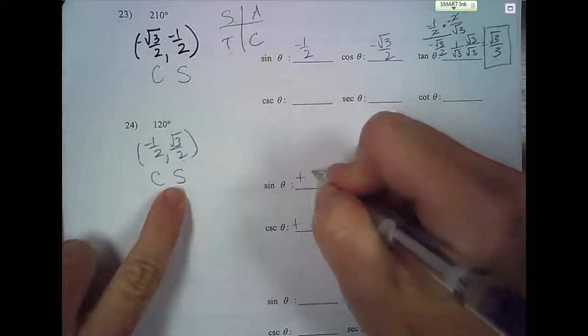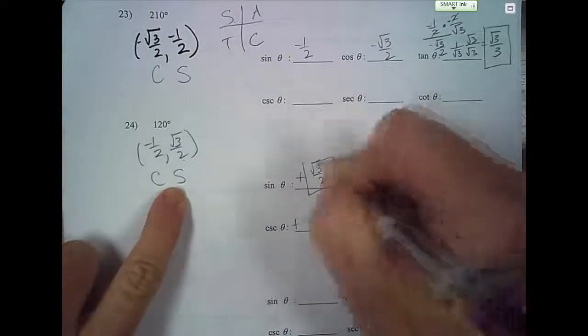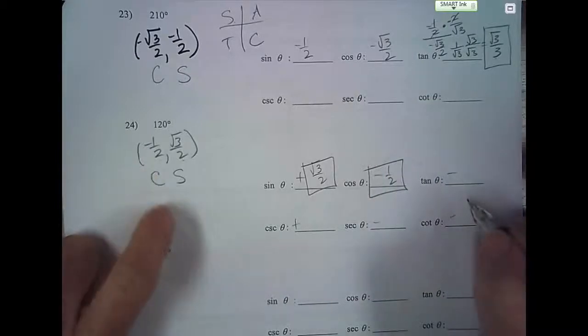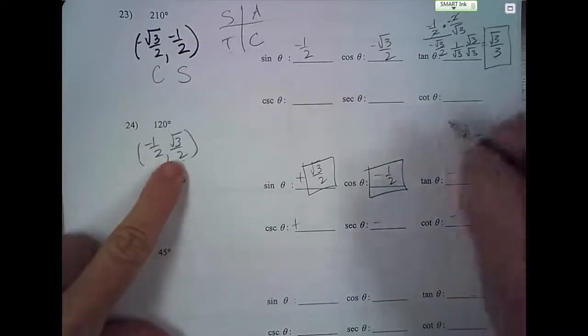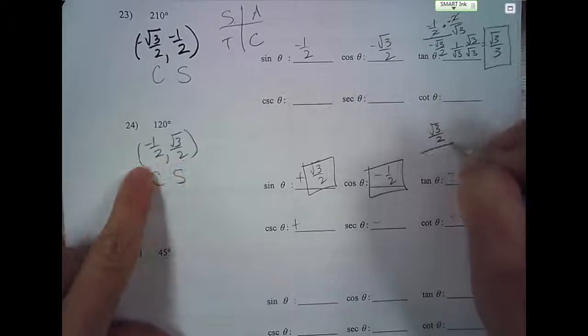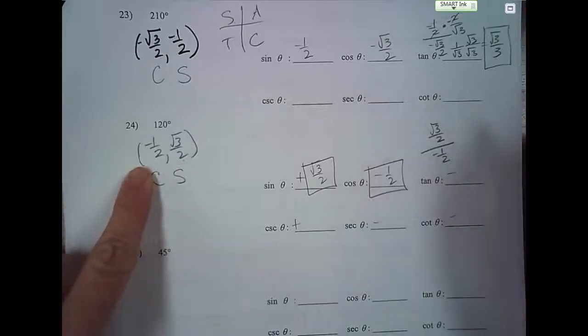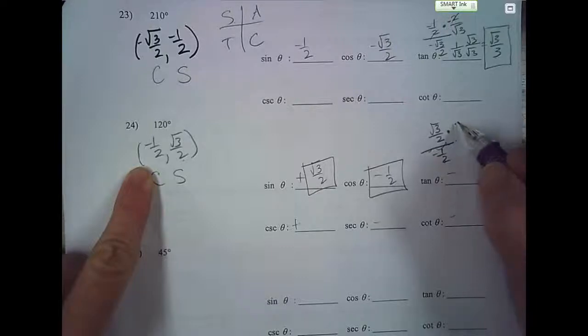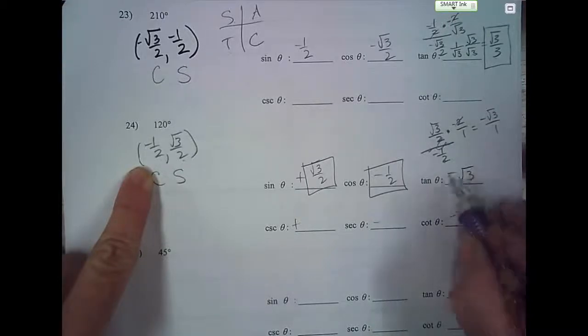So sine is just root 3 over 2. Cosine is negative 1/2. And tangent, okay, is a little harder. It's root 3 over 2 divided by negative 1/2. You have to flip the division to multiply and flip this sign. 2's cancel and you end up with negative root 3 over 1. So you should get negative root 3.